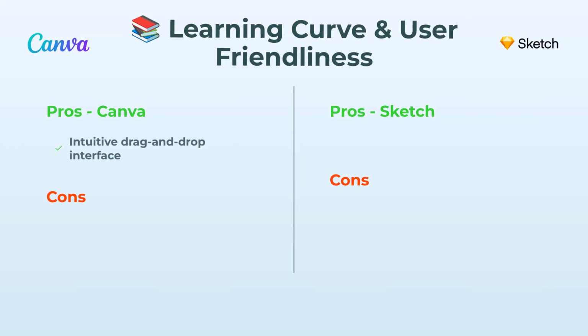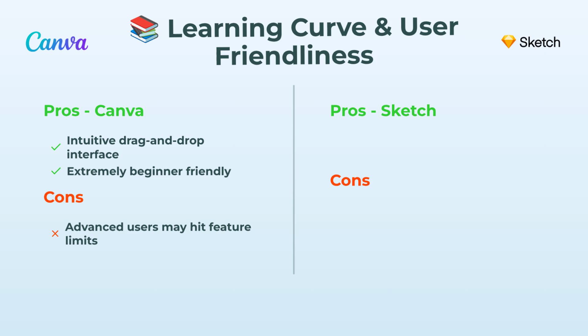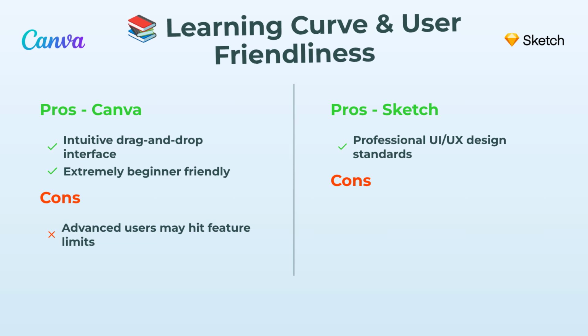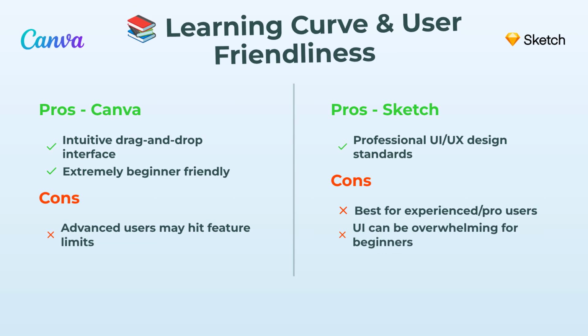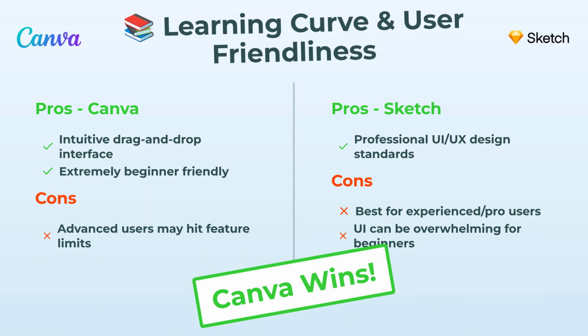On to learning curve and user-friendliness. Canva is perfect if you want drag-and-drop, extremely easy onboarding. It's kinda made for beginners who want to get going fast. Maybe if you go super deep, you'll wish for more, but most folks won't notice. Sketch, on the other hand, is built for pros, and it can be pretty overwhelming if you're new. Not really plug and play, unless you eat vector files for breakfast. So Canva's just way friendlier for 99% of users.